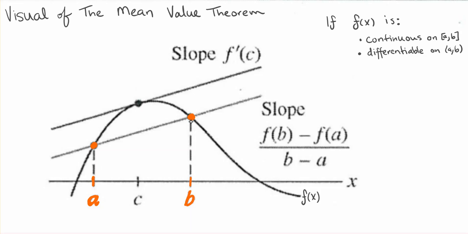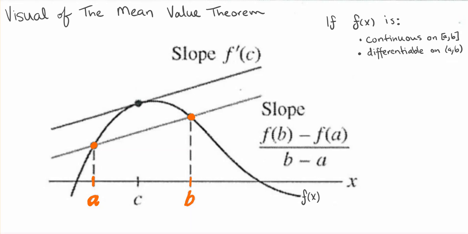So what the mean value theorem says is if you've got a function f of x that's continuous on a closed interval, in our case a to b, and differentiable on the interior of that interval, so the open interval a comma b, then we can look at the endpoints and draw a secant line between them. Now this secant line has a slope, and the way we would calculate it is the slope between 2 points: the output value at b minus the output value at a, all divided by the distance between the input values, b minus a.